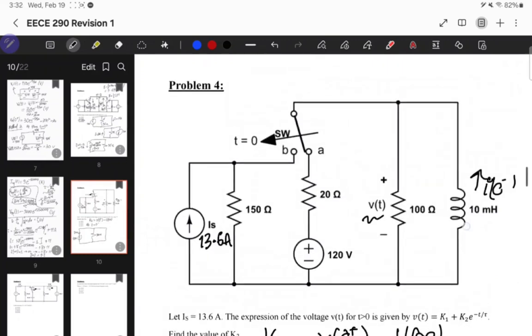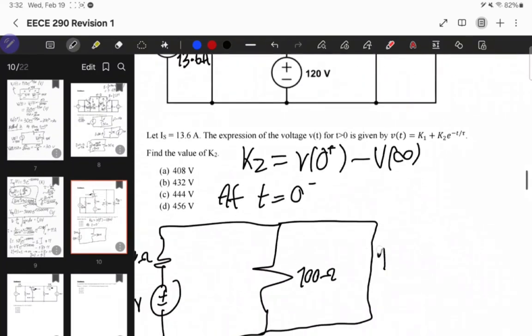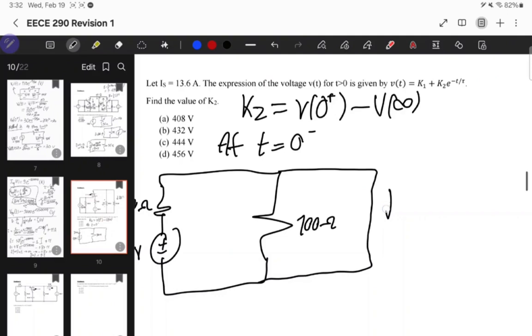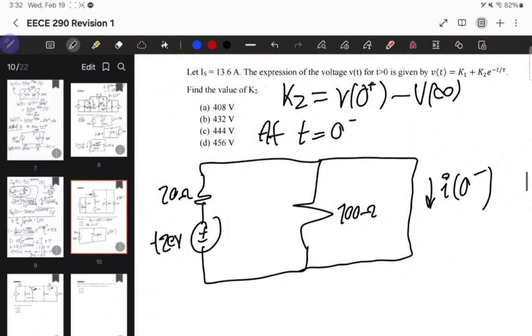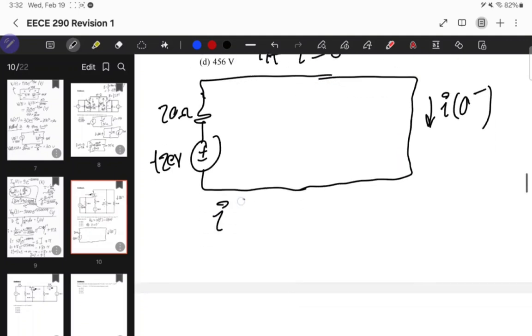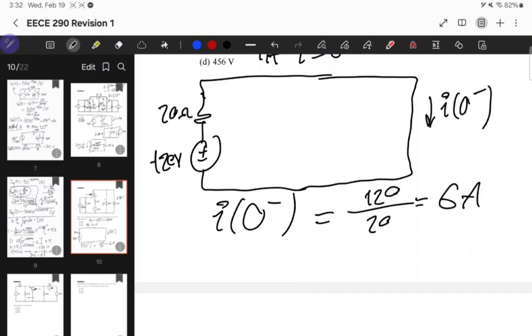Now I need this current, let's say it's going in the opposite direction. Let's say that I need the current right here, I at 0 minus. It doesn't matter really, there will be a minus sign, that's the only difference. Now, the 100 ohm is short circuited, so I can delete this 100 ohm because of the short circuit. So I have the circuit looking like this, and I know that I at 0 minus is going to be 120, which is the voltage, over the resistance. This is equal to 6 ampere.